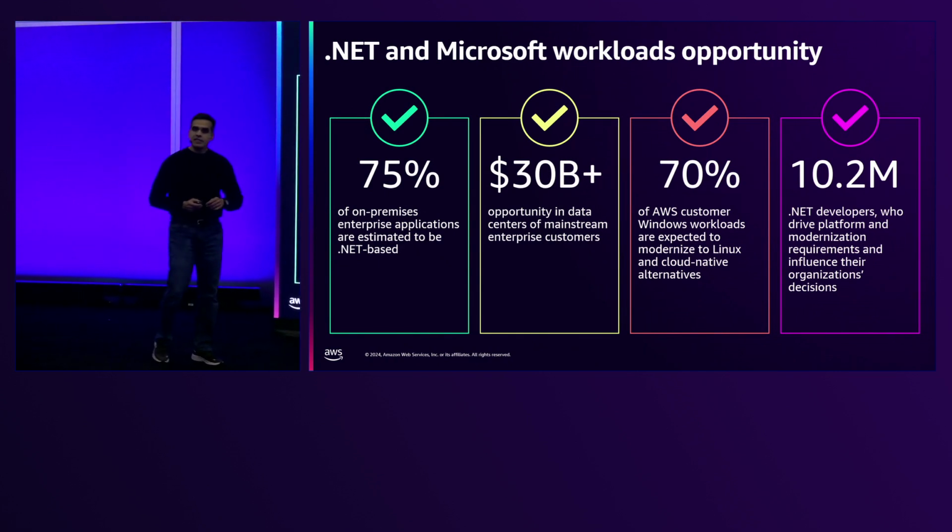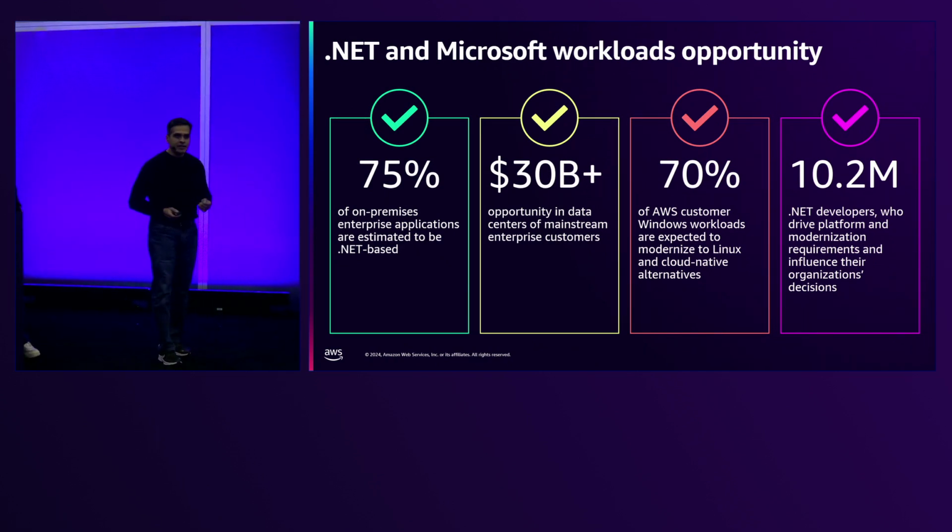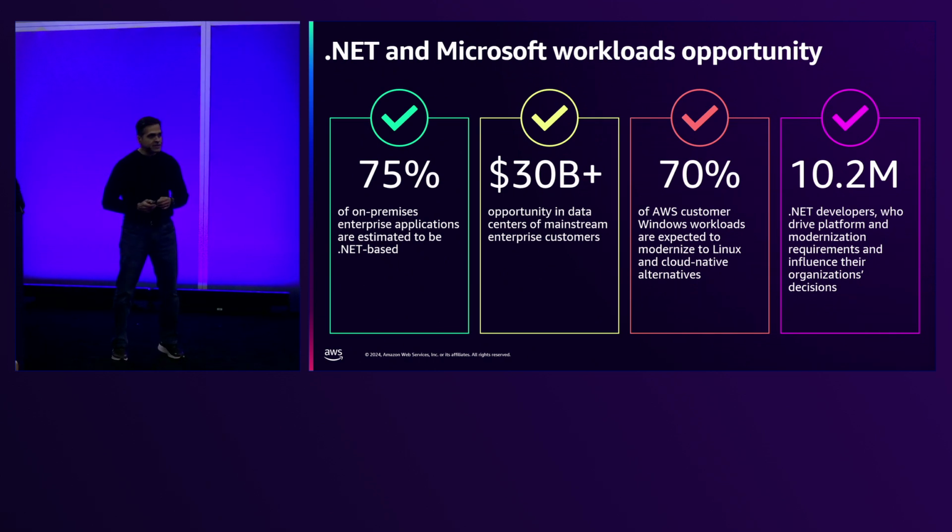With that, let me quickly jump to the context of why we are all here. We are seeing a huge opportunity space here. 75% of enterprise applications are still on-premise, which provides a huge opportunity for modernization. And we are seeing that 70% of AWS customer Windows workloads are about to be transformed in the next 2 years.